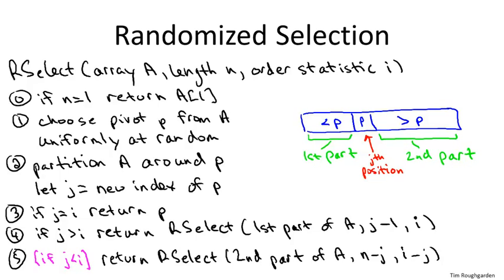So we should recurse on the second part of A, stuff bigger than the pivot. We know that's where what we're looking for lies. And having thrown away j elements, the smallest ones at that, we're recursing on an array of length n minus j. I'm looking for the (i minus j)th smallest element in that second part.